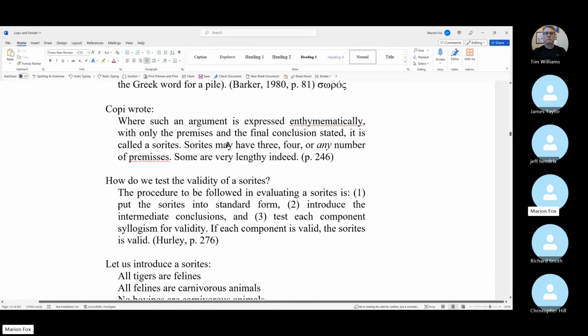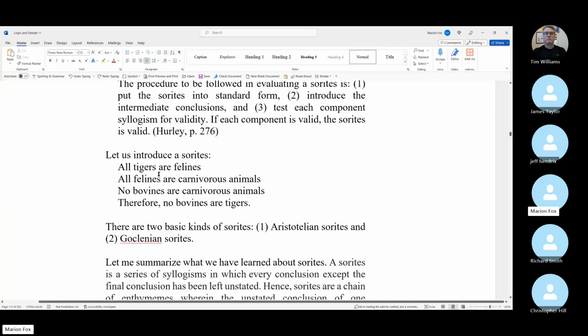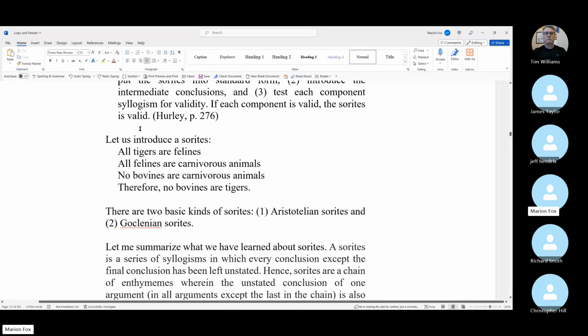Now, how do we test one of these? We use the same procedure that we use for checking syllogisms. We test each component of it for validity. And if each component is valid, if all the parts are valid, then the whole is valid. Here's one that I wrote very quickly. All tigers are felines. All felines are carnivorous animals. No bovines are carnivorous animals. Therefore, no bovines are tigers.